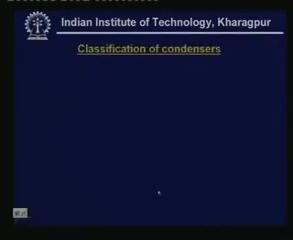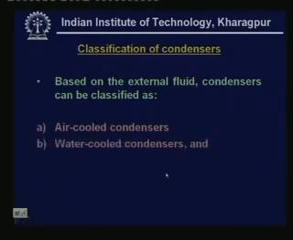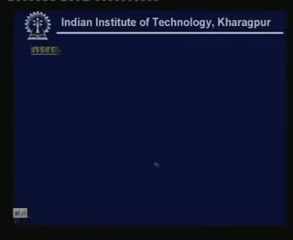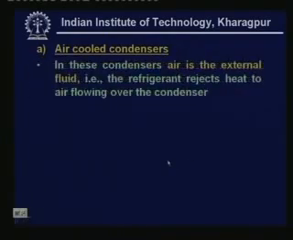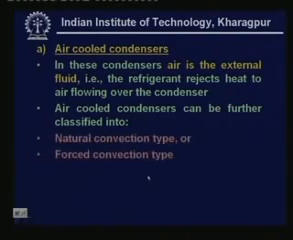Now, let us look at the classification of condensers. Based on the external fluid, condensers can be classified as air cooled condensers, water cooled condensers and evaporative condensers. Now, let us look at each of these. First, let us look at the air cooled condenser. As the name implies, in an air cooled condenser, air is the external fluid. That means the refrigerant rejects heat to air flowing over the condenser. Air cooled condensers can be further classified into natural convection type or forced convection type.